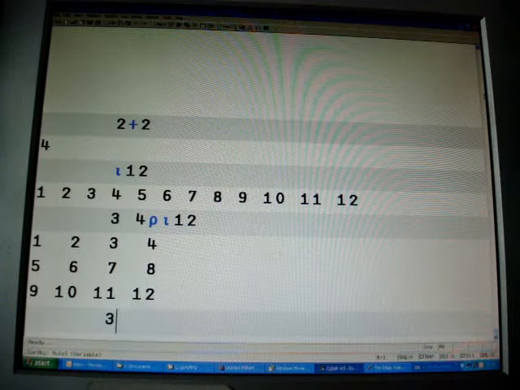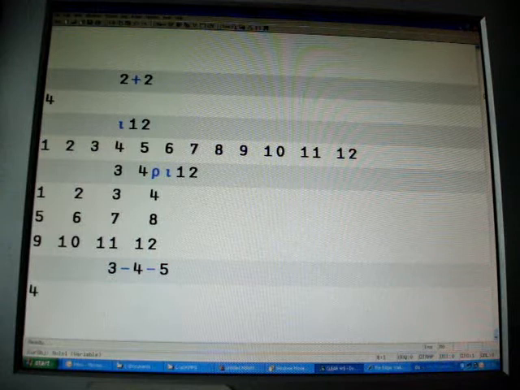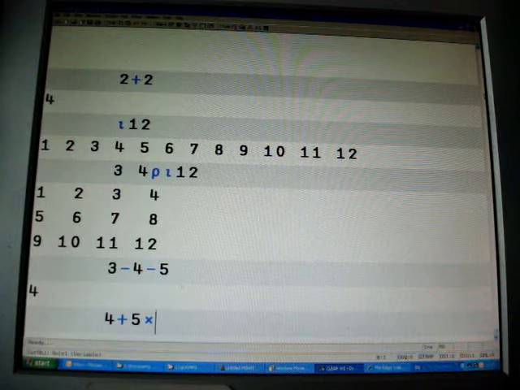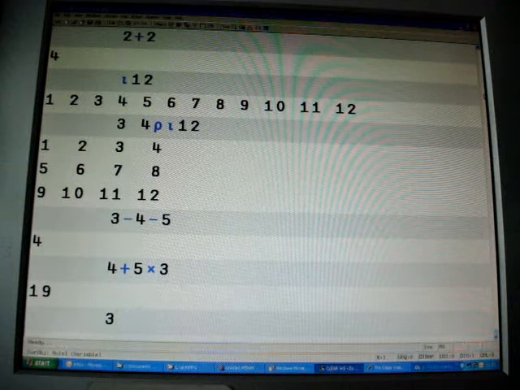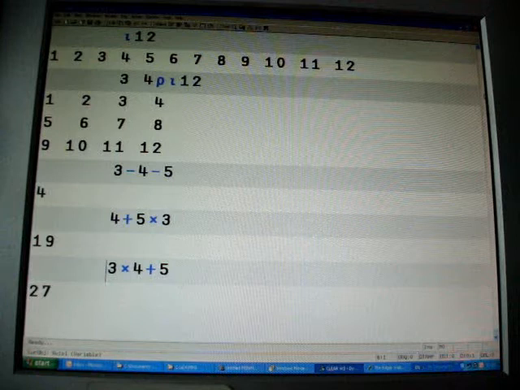3 minus 4 minus 5 gives 4. Oh, do we know why? 4 plus 5 times 3 gives 19. 3 times 4 plus 5 gives 27. Do we know why? It's because this is ambiguous in mathematics, but not in APL.